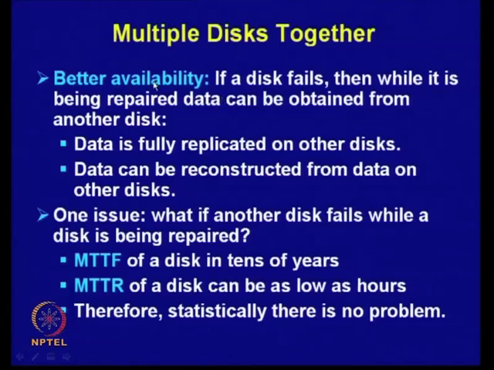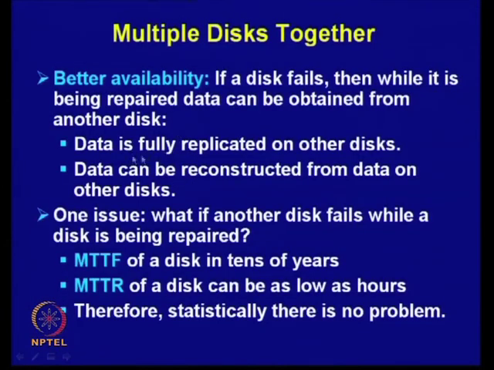So, better availability is achieved in this way. If a disk fails, then while it is being repaired, data can be obtained from other disks. That means, whenever we are using multiple disks, if a particular disk fails, then instead of accessing from that disk, we can access from other disks. That is done because of the replication of data. Data is fully replicated on other disks. So, either you will read from the replicated data, where the duplicate information is stored by incorporating redundancy, or there is another approach, that data can be reconstructed from the data on the remaining disks which have not failed. We shall see how it can be done.